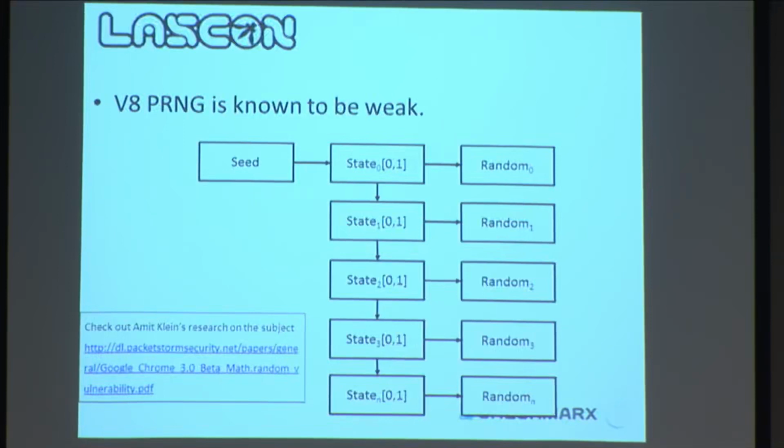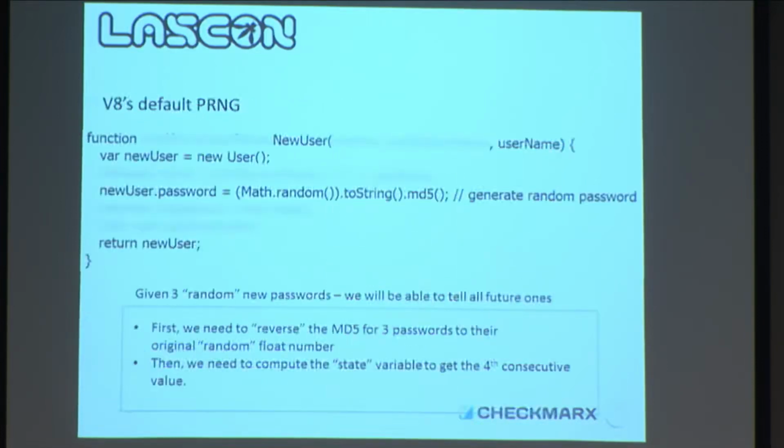Now, I imagine everybody will get a copy of my presentation. There's a link to Amit Klein's research. It's a few years old, but Amit figured out that by knowing three consecutive random numbers, we can predict all future random numbers. All we need is just three consecutive random numbers anywhere. Right?